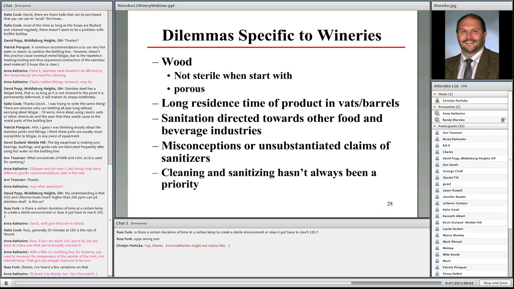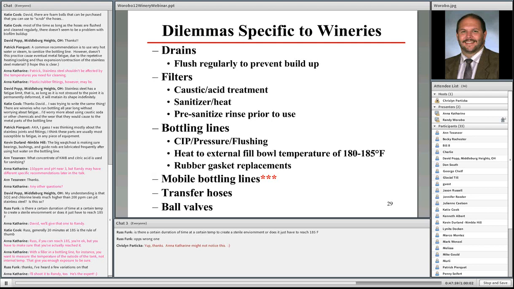The other thing, there are misconceptions or unsubstantiated claims of sanitizers. You have to remember that the chemical supply companies work on commission. So ask for the research that actually shows the effectiveness against whether it be Brettanomyces or against Acetobacter. The other thing is that cleaning and sanitizing hasn't always been a priority for winemakers until you have an issue. And most commonly you see Brettanomyces starting out as a little bit of a problem, and it provides a bit of terroir, but unfortunately, if there's no control, it spreads and becomes out of control.